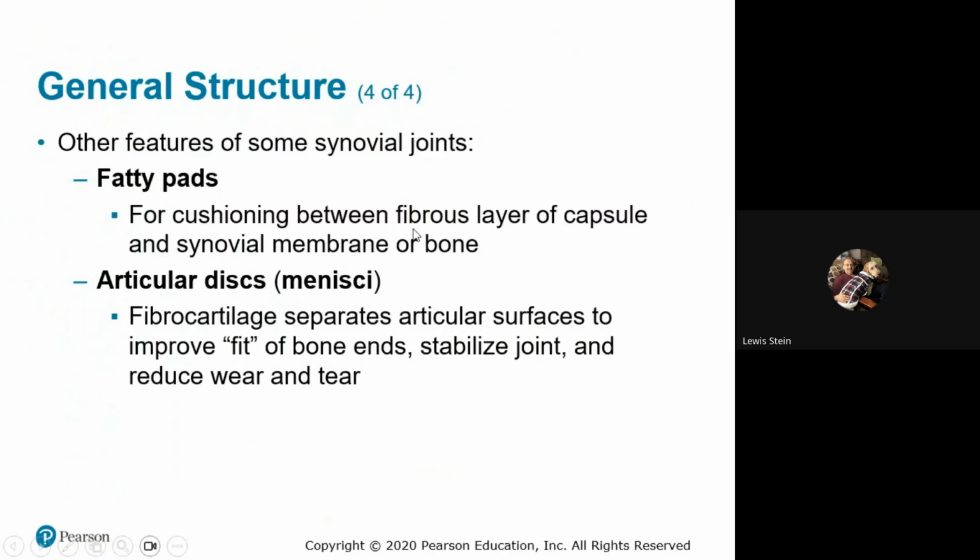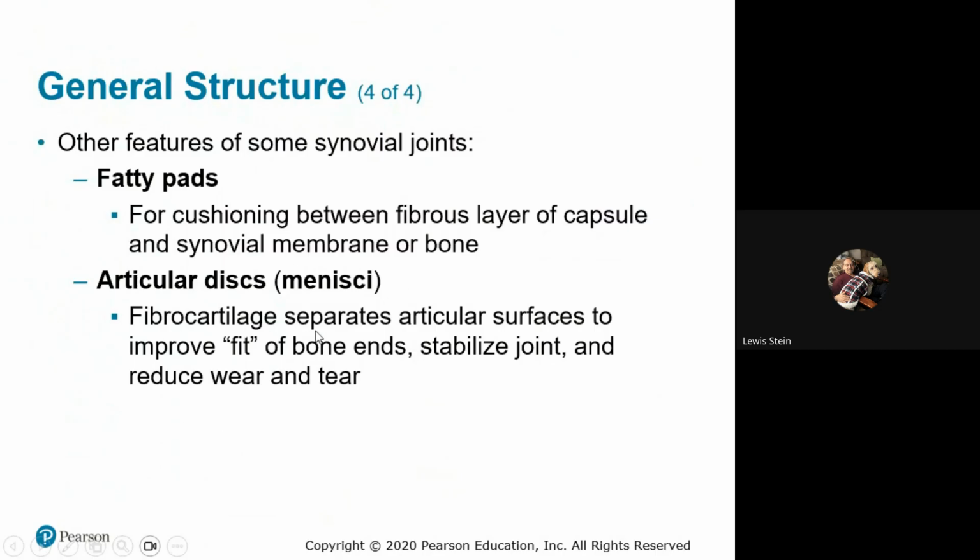So other things that you see in there, fatty pads. Okay. And this is what the name would suggest, for cushioning. Okay, the cushioning, fibrous layers of capsule and synovial membrane or bone. So we see this in a variety of joints that are there. It's sort of like Mother Nature making sure that pressure is resolved within these areas. So not all of them have them.